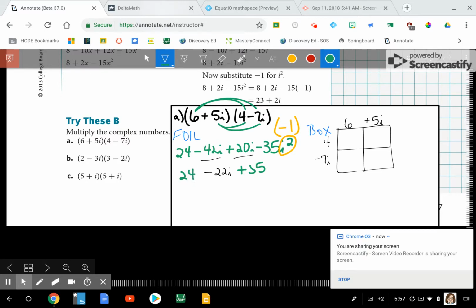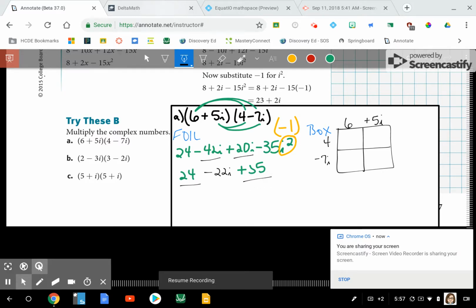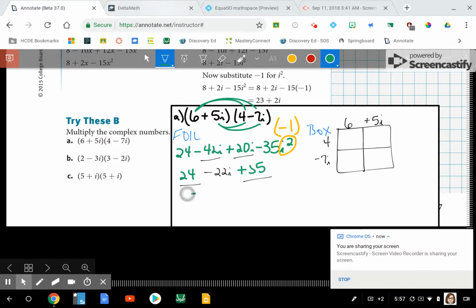So notice we have two terms that can be combined, the 24 and the 35. When we add those together, we get 59. We always put the real number first, so that's 59, and then we put the imaginary, minus 22i. That would be our final answer.